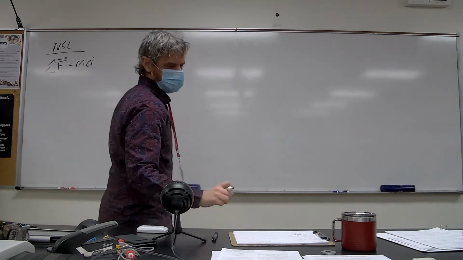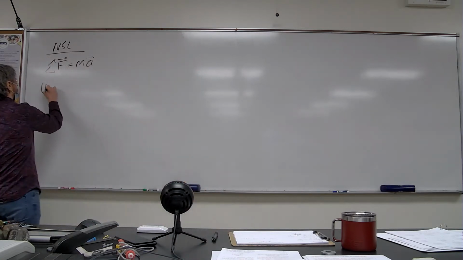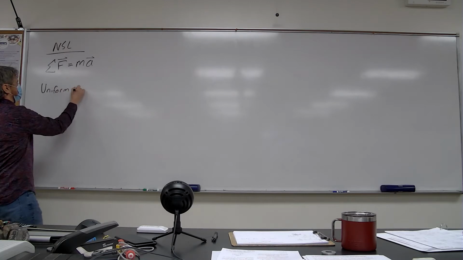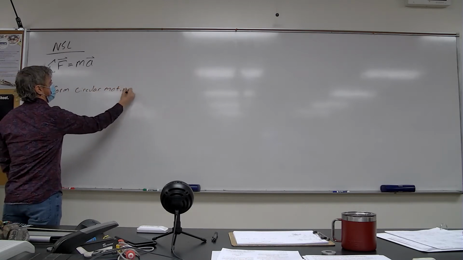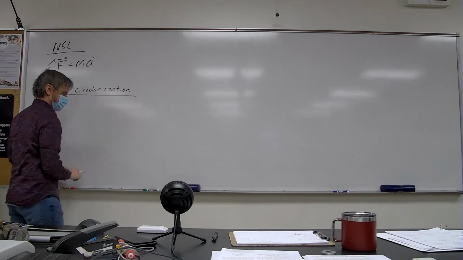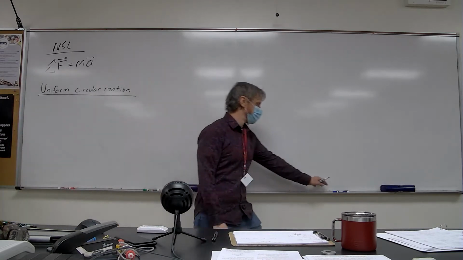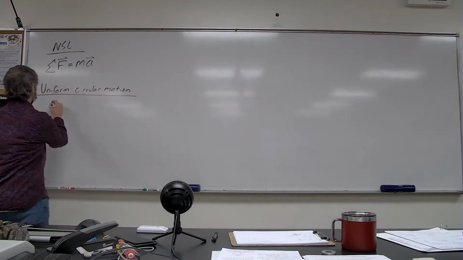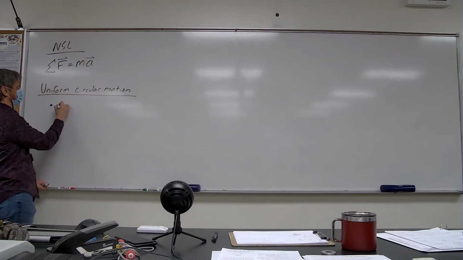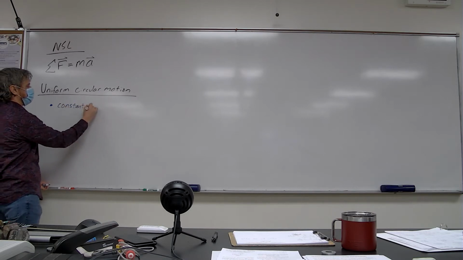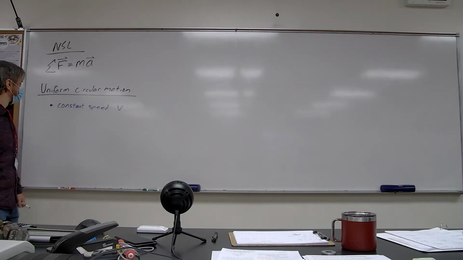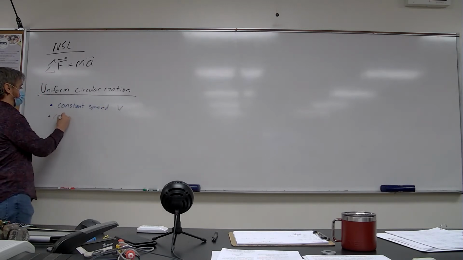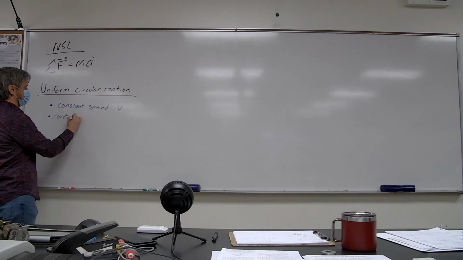But when we start applying that to uniform circular motion, then we can make some modifications. So some caveats when we're talking about uniform circular motion. We are talking about motion in a circle at constant speed. And even though it's speed, we still use the symbol v. And constant radius.